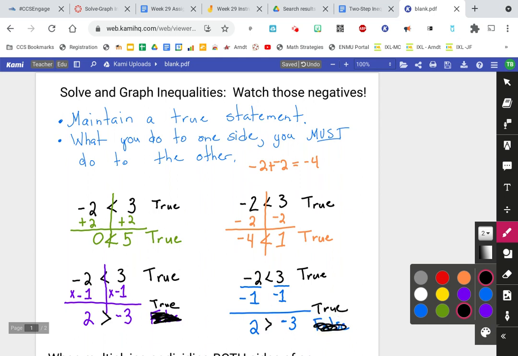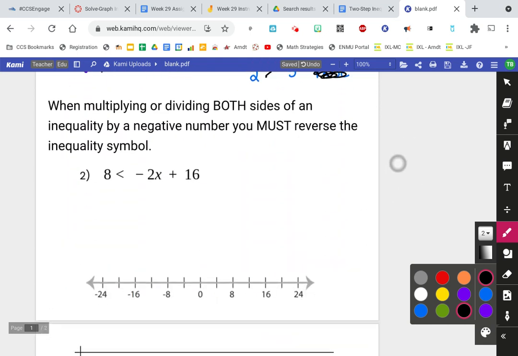So, what I need you to know is we have an issue when we are multiplying and when we are dividing negatives. Notice I said multiply and divide. I did not say add or subtract. And here's the issue. When we are multiplying or dividing both sides of an inequality by a negative number, you must reverse that inequality symbol.